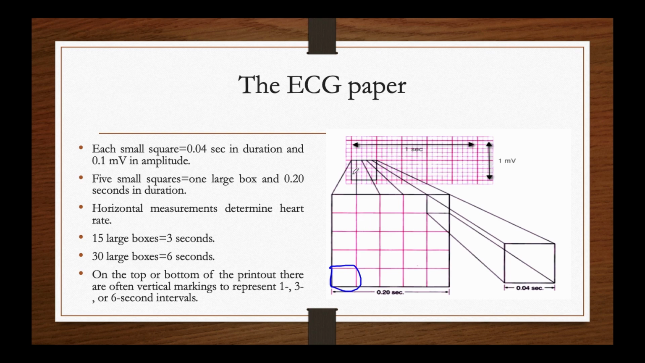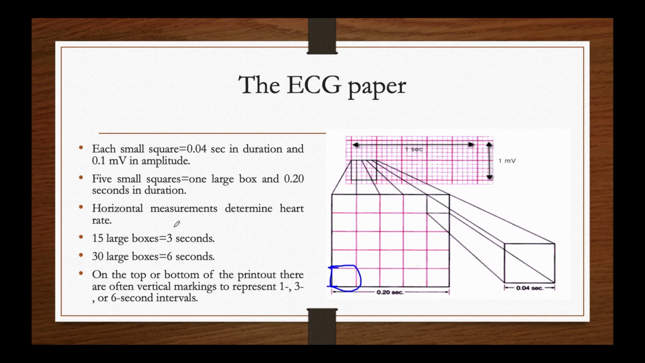Now, the amplitude, which is measured from this point to this point, is also 1 millimeter or 0.1 millivolts. And since we have 5 boxes in one big box, we multiply 0.1 millivolt by 5 and we get 0.5 millivolt or 5 millimeters.